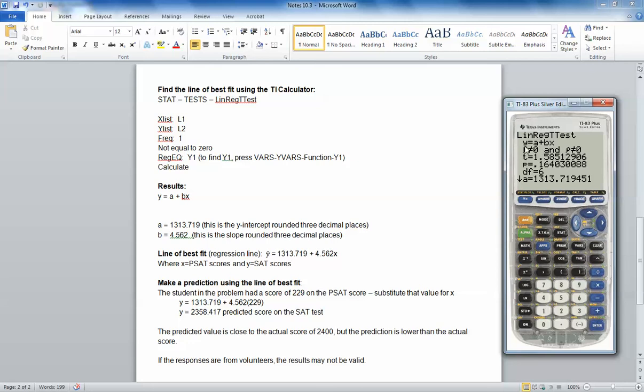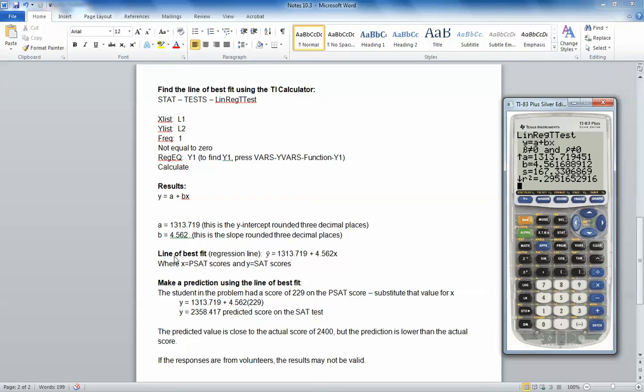So here's our regression line, of the form y is equal to a plus bx. A from the calculator is the y-intercept and b is the slope. So as you scroll down here, let me go down a little further. A is equal to 1313.719. If we round that to 3 places, that's our A, the y-intercept of our equation. B is equal to 4.562. So B, 4.562, is the slope rounded to 3 decimal places.